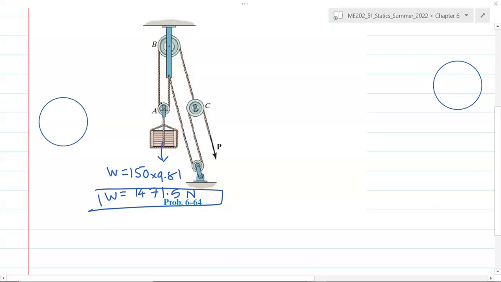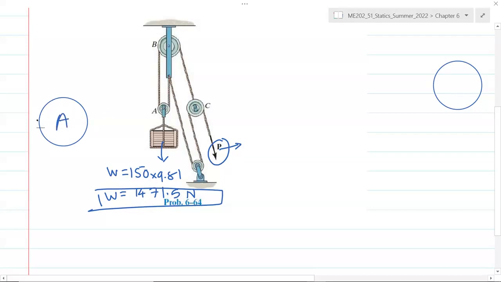Now that weight is being supported by pulley A, which in turn is being supported by pulley C, and this is where the force P is applied. So we need to calculate how much force we need to apply in order to hold this 1471 newtons of crate in equilibrium. So we first draw the free body diagram for A.